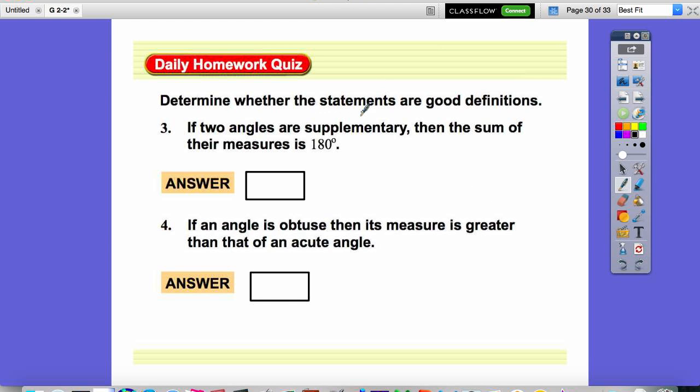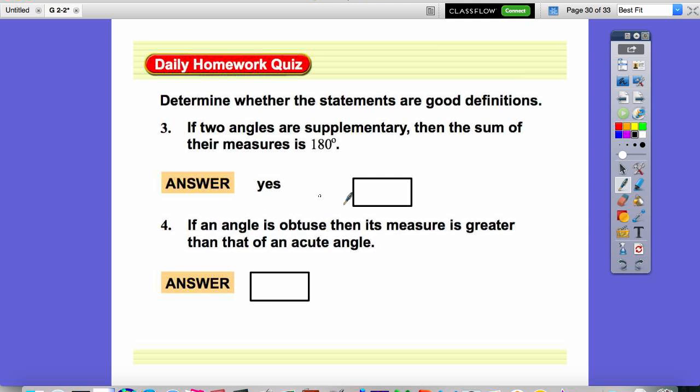Determine whether the statements are good definitions. If two angles are supplementary, then the sum of their measures is 180 degrees. It should be written as two angles are supplementary if and only if the sum of their measures is 180 degrees. But they're saying yes.